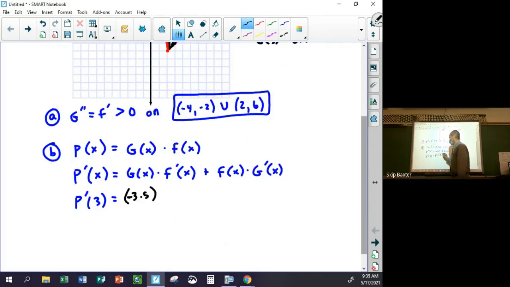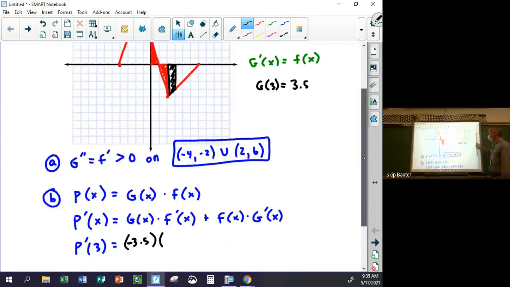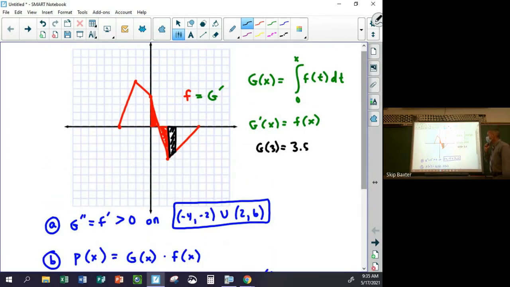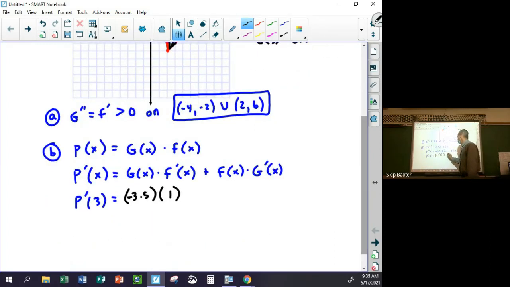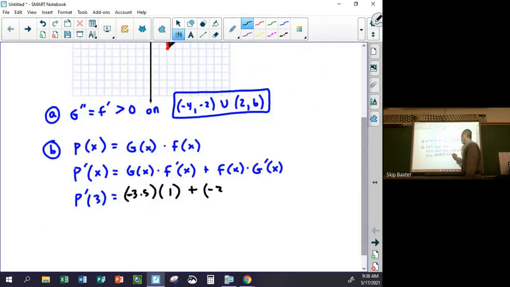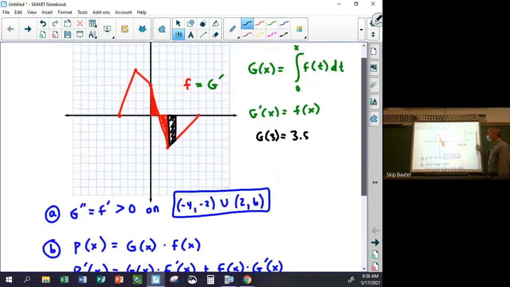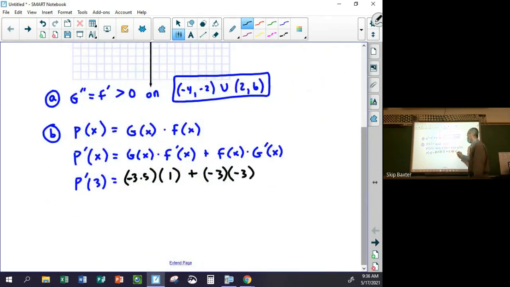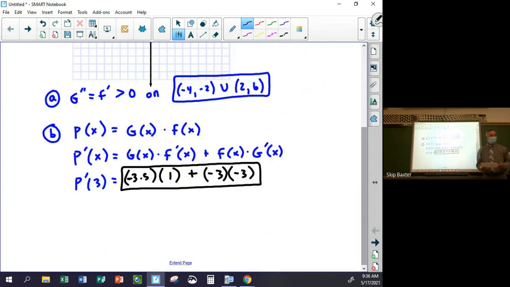That's 3.5 times f prime of 3. So f prime at 3, the derivative of this graph at 3, is positive 1, plus f of 3, which is just this graph's value, so it would be -3, times g prime of 3. And g prime is also f, right? So this would just be -3 as well. So that's the answer. Any questions on that? So far, this problem is really kind of easy, I think.